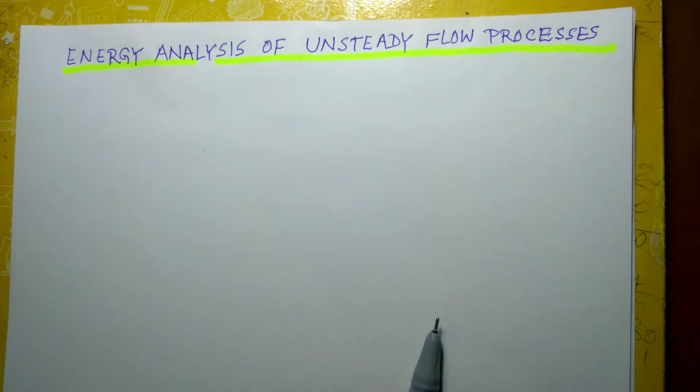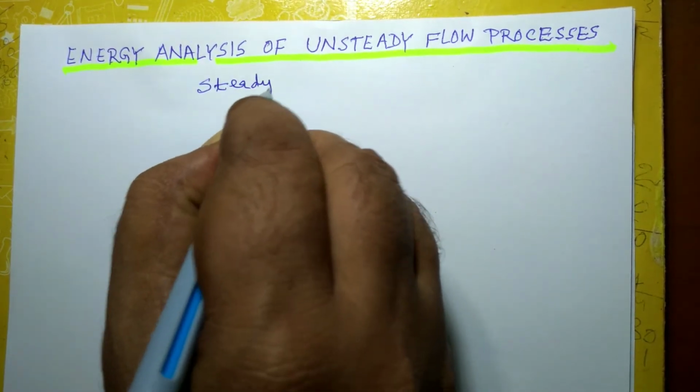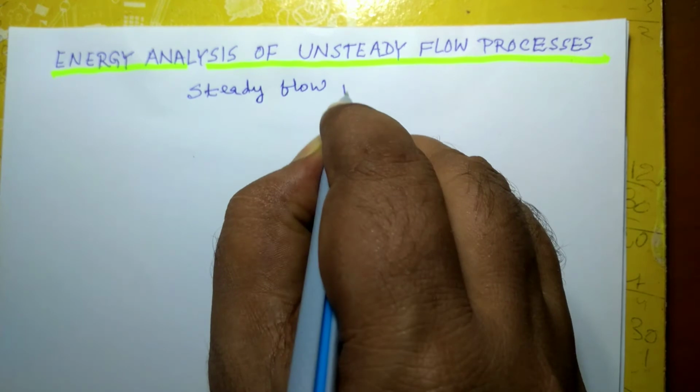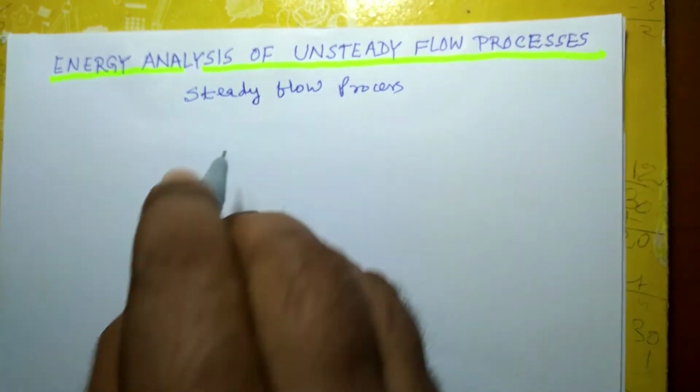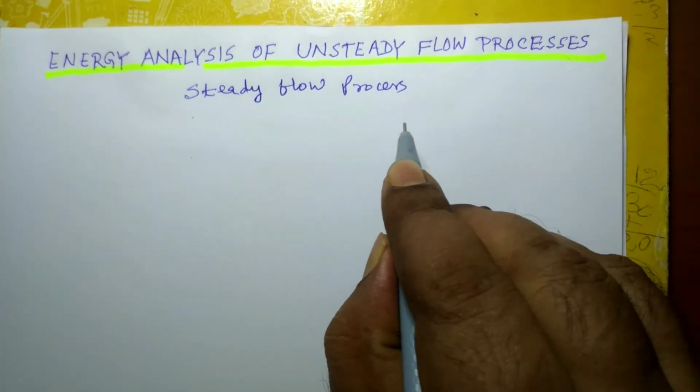First of all, we must know why this unsteady flow process is difficult to analyze. क्यों ये इतना आसान नहीं है. So first thing we must know, steady flow process. In steady flow process, what happened? Obviously any kind of flow process is applicable for open system or control volume, and in steady flow process the analysis is simpler because there is no change within the control volume.